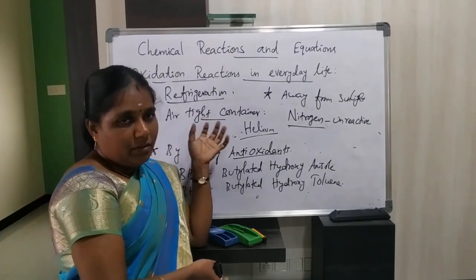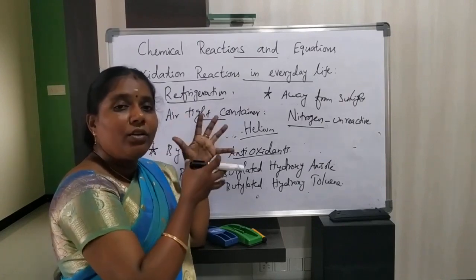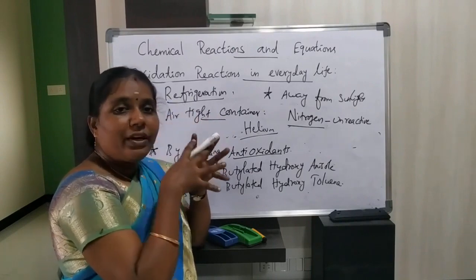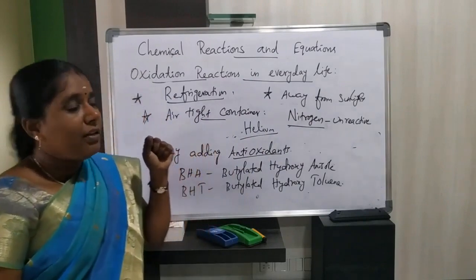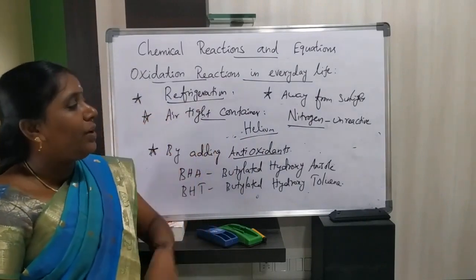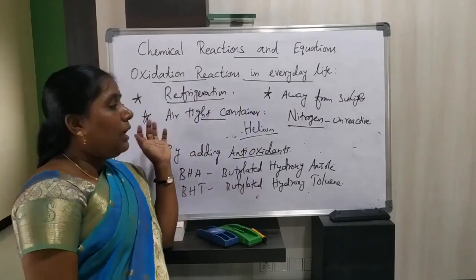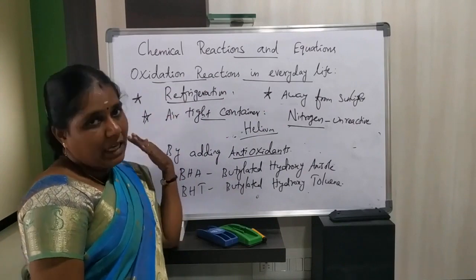I have already asked you one question: how are fat and oily food items stored inside the packaging? Why do we store them with nitrogen gas? Because it is an unreactive gas. To prevent oxidation, we store the food items with the help of nitrogen gas, isn't it? Okay, so these are the oxidation reactions in everyday life.